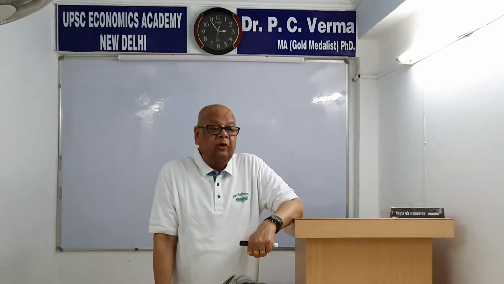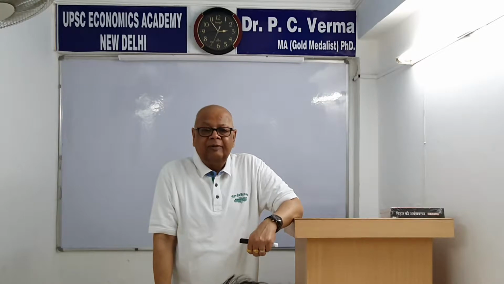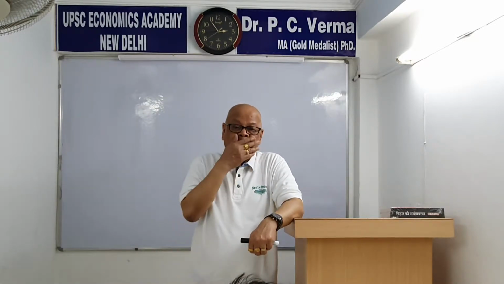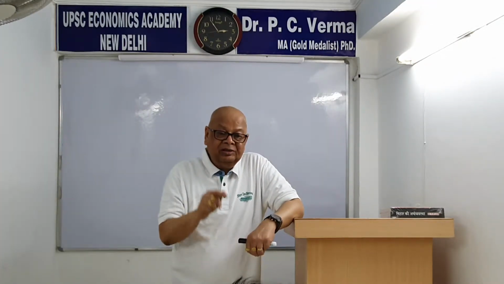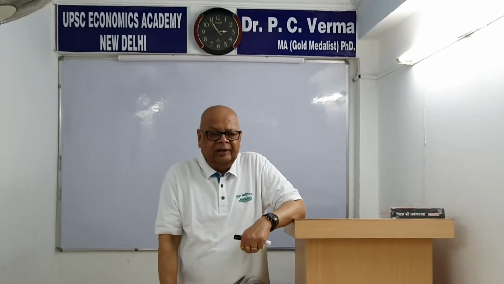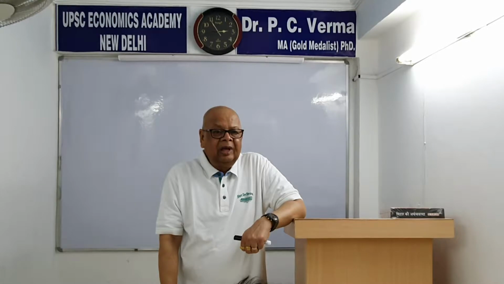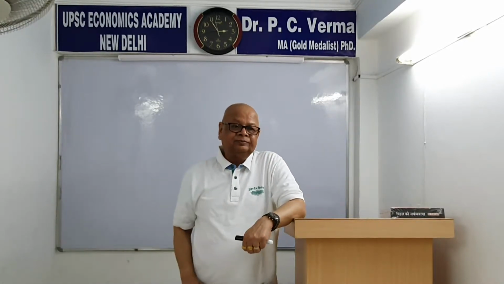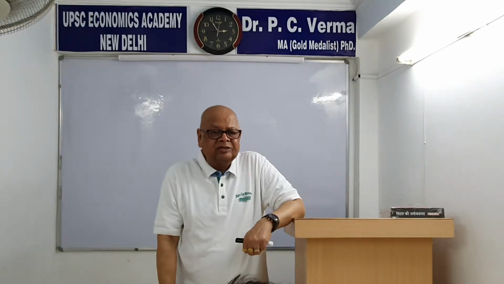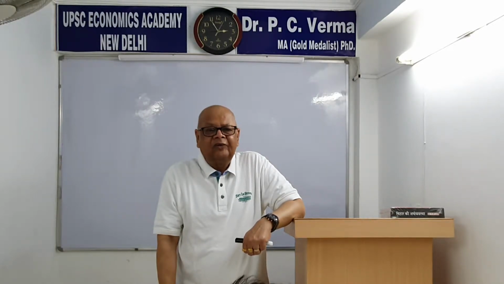Keynes was very happy with his book, The General Theory of Employment, Interest and Money, published in 1936. But you all know that in 1937, J.R. Hicks criticized the LM concept given by Keynes. And he also criticized the I equal to S concept given by Alfred Marshall.